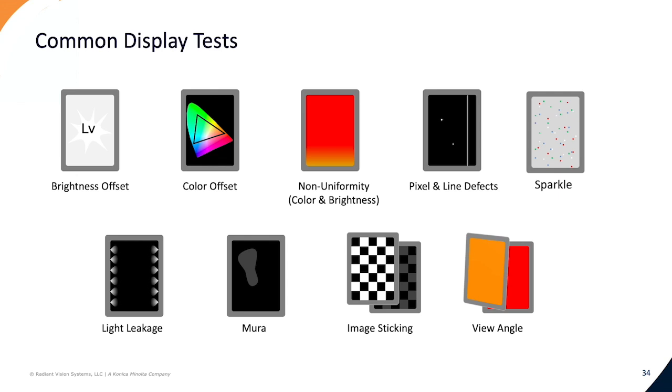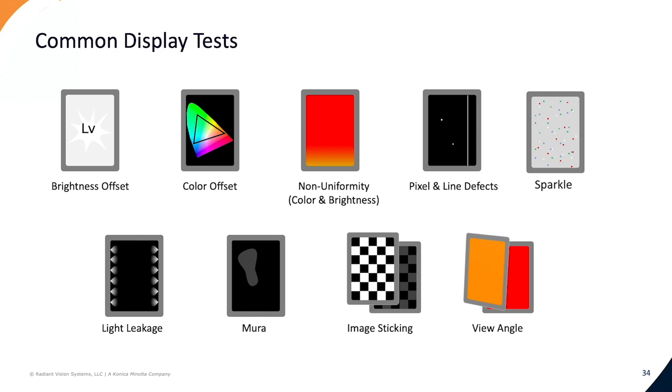Sparkle notifies of the phenomenon where the light from pixels is being refracted in a complex manner by layers of optical material above them, thus appearing to sparkle under certain conditions. Light leakage measures, for example, when the light from LEDs in an edge-lit display scatters into the observable display area in an unwanted manner.